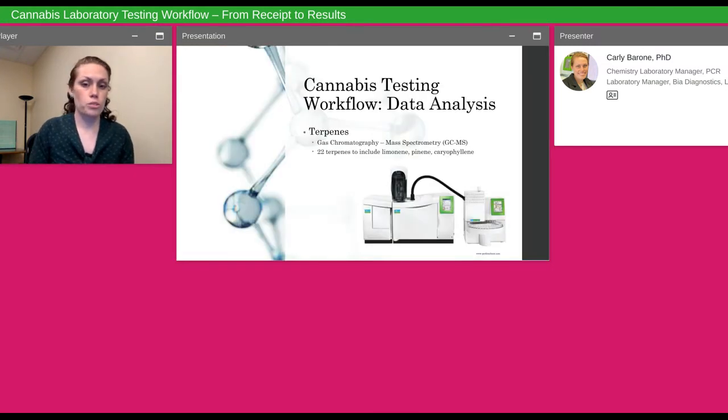Using GCMS, we're also testing terpenes because they're also volatile compounds. We're looking at 22 terpenes to include limonene, pinene, and caryophyllene. While this is not one of the regulated list of compounds by the state of Vermont, basically because it is not associated with potency and is not considered a contaminant either, we are still looking at these compounds because customers are interested in seeing their terpene profile.